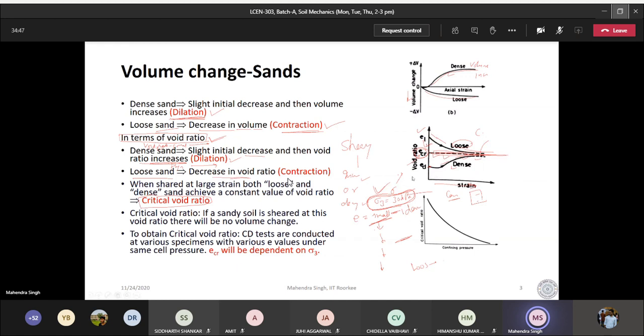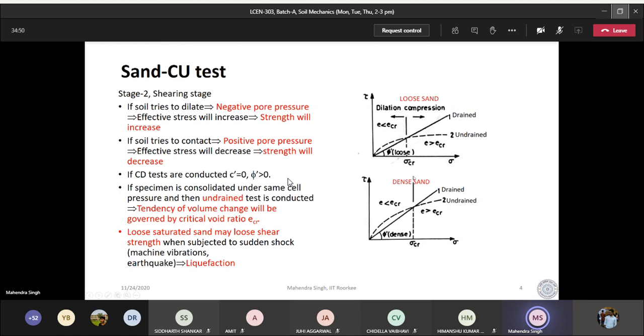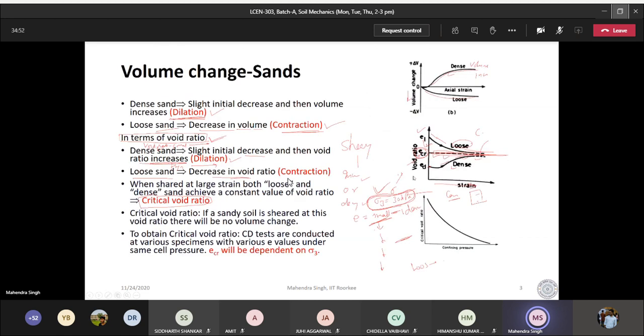So here we have discussed how dense sand is going to behave, how loose sand is going to behave, and if it is at a critical void ratio, the volume change will not be there. And in the last diagram I have shown, on the x-axis if you take confining pressure, and on the y-axis critical void ratio, then as you go on increasing confining pressure, the critical void ratio will go on decreasing.